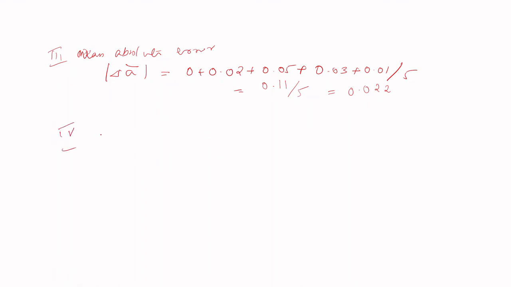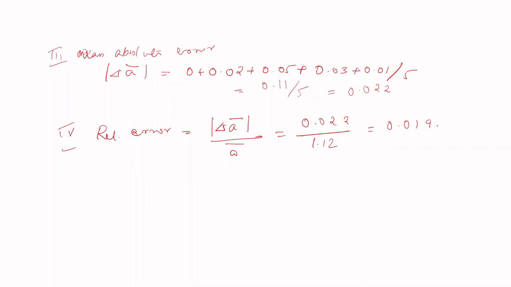Now the fourth step of calculation is finding the relative error. Relative error is delta A bar divided by A bar. So it is 0.022 divided by our A bar value. A bar is 1.12. So this will give us 0.0196 as the answer.